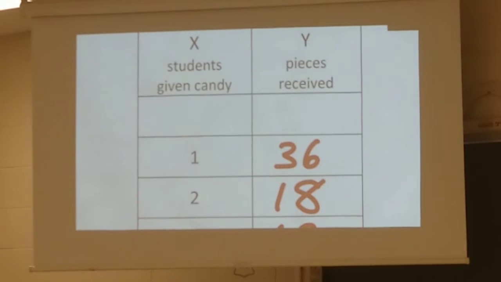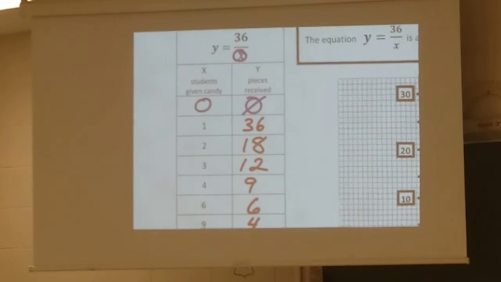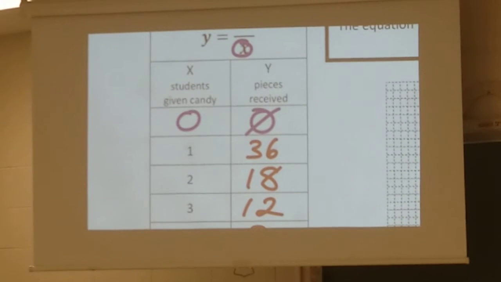Let's go up to the top. You might notice that I had a spot there that was empty. What if 0 people get the candy? Now, again, practically speaking, maybe this means that the candy just gets thrown away because everybody's arguing or something, so we just throw it away. But mathematically, what happens if you divide by 0? What if you take 36 and divide it by 0? Well, mathematically, that can't happen because you can't divide by 0. So we say that it's undefined. We're also going to talk about what that means in a moment on the graph.